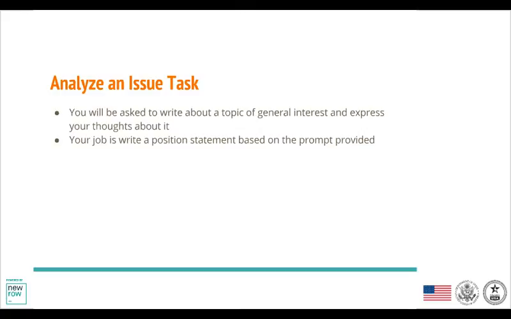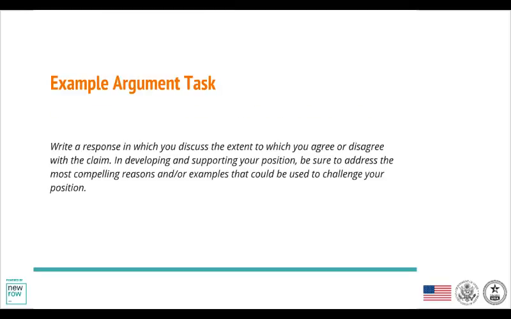So you may be given a small passage of text and then given a question like this. Write a response in which you discuss the extent to which you agree or disagree with the claim. In developing and supporting your position, be sure to address the most compelling reasons and/or examples that could be used to challenge your position. And so this question, again, is asking for two things: your disagreement or agreement with the claim and the reasons why.